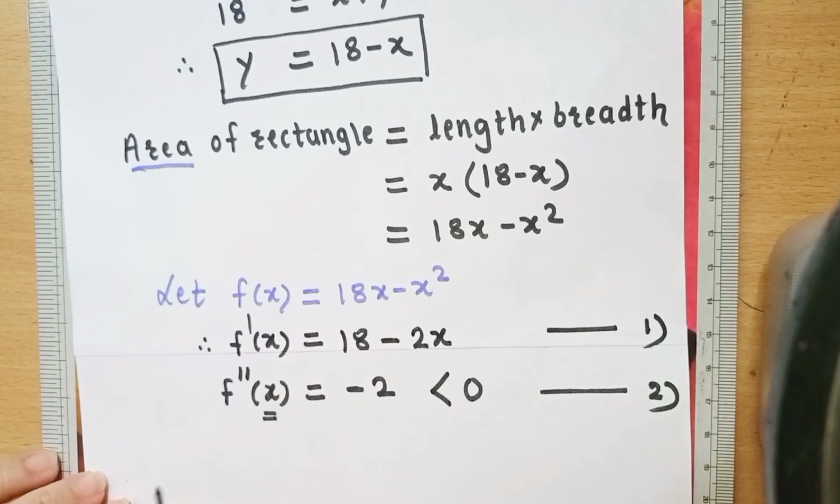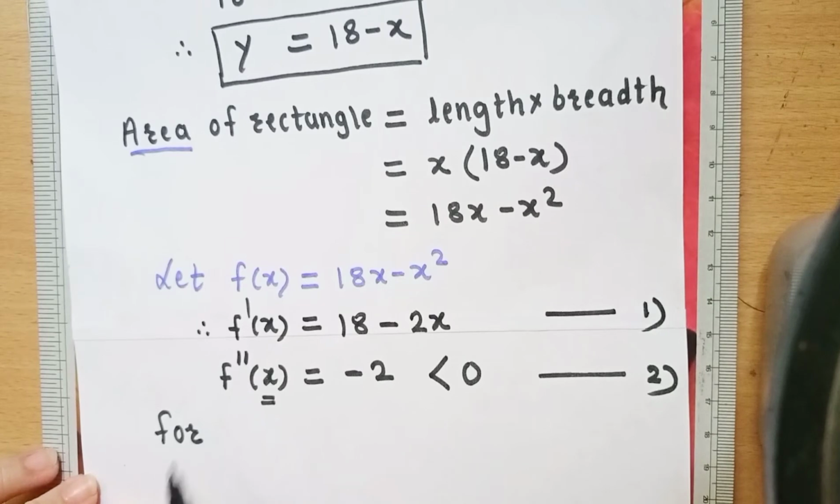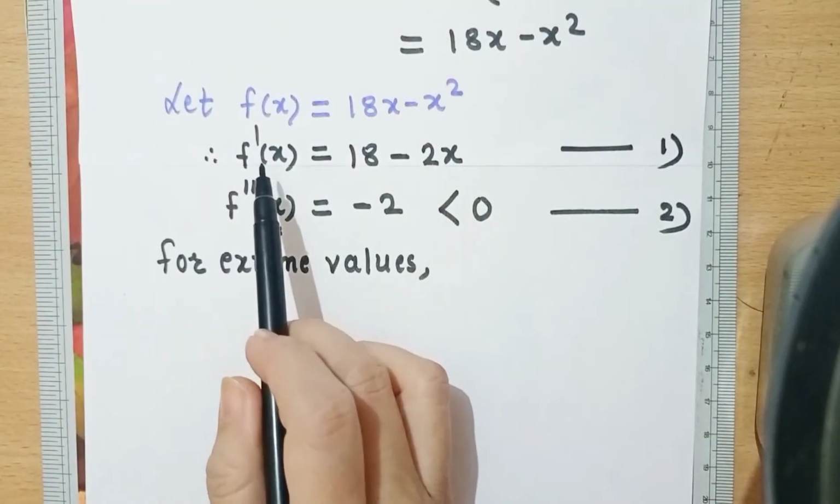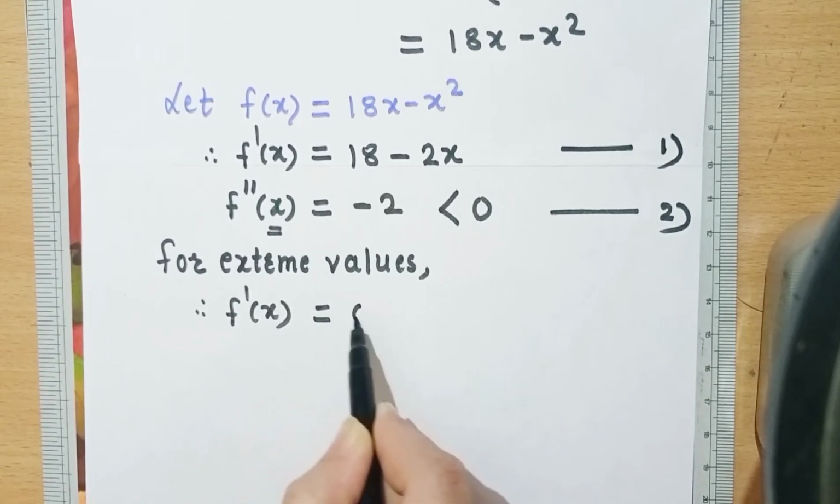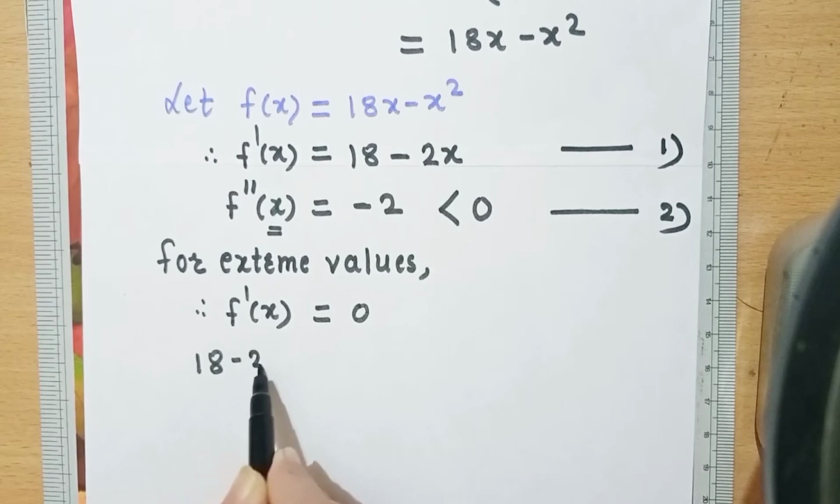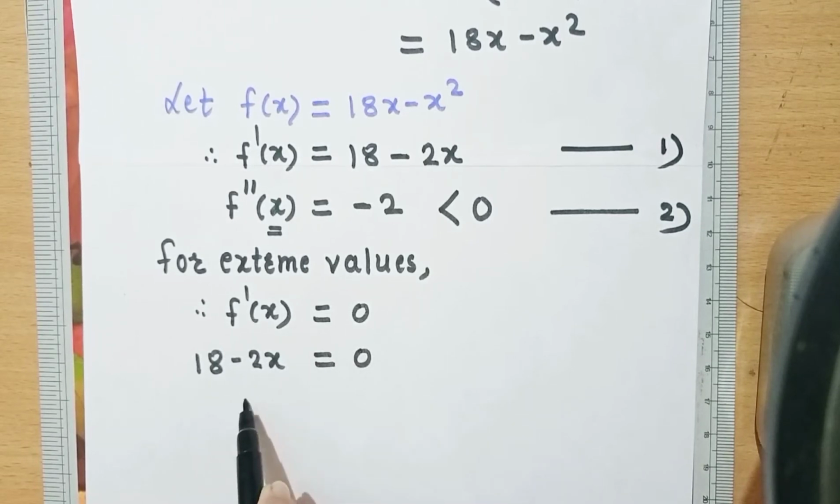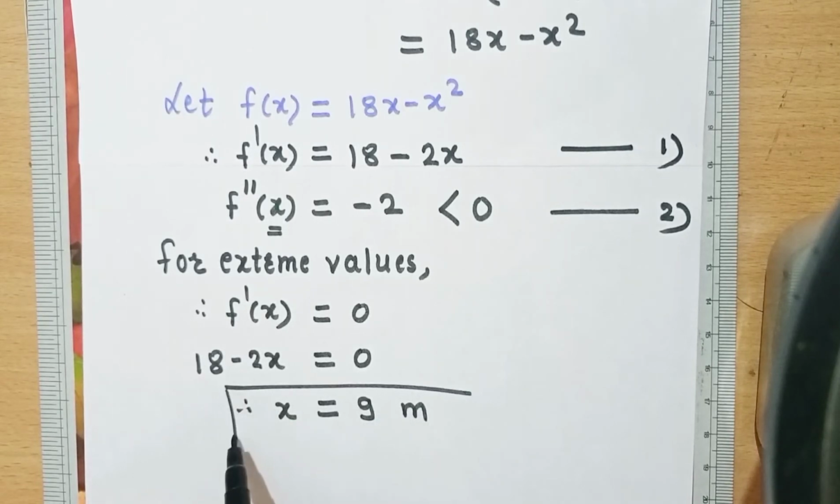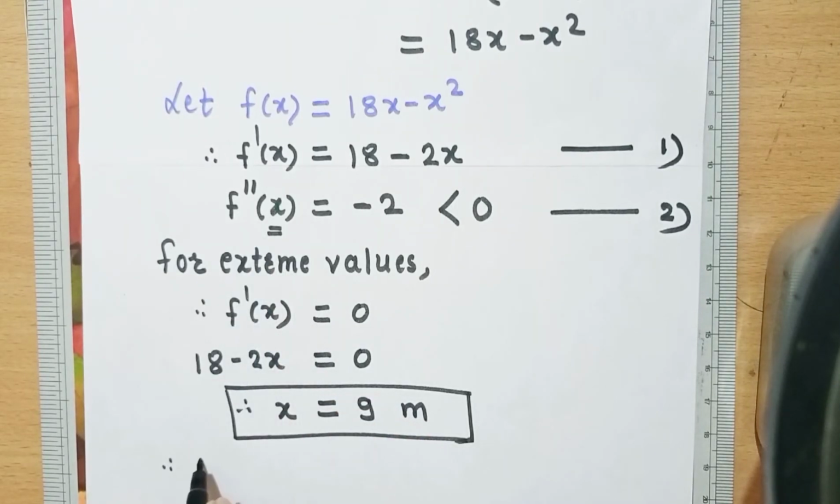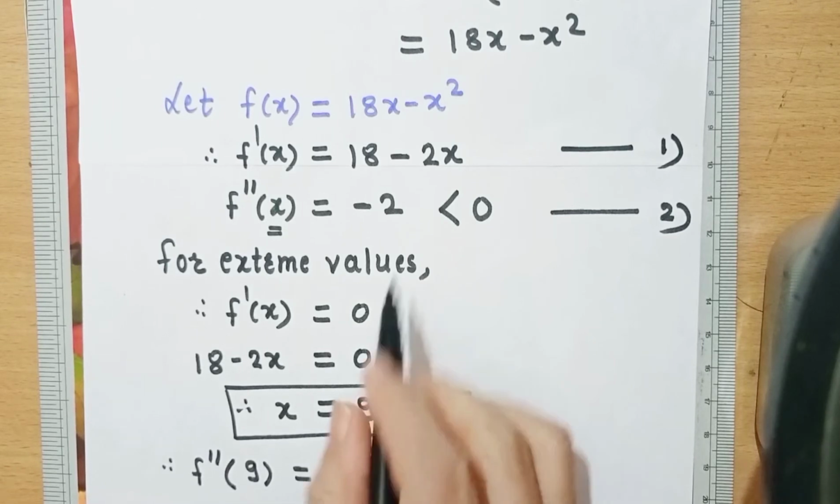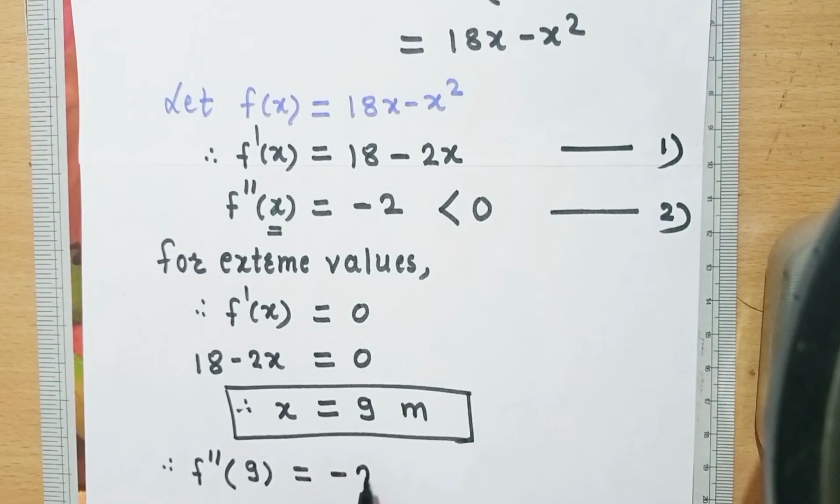But we don't know what the value of x is. So to find this, for extreme values we equate the first derivative to 0. Therefore f dash of x equal to 0, and so 18 minus 2x equal to 0, and therefore we have x is equal to 9 meter, which is the length. Now substitute this in the second order derivative, and therefore f double dash of 9, that is equal to, since this is constant, we will write it as it is.